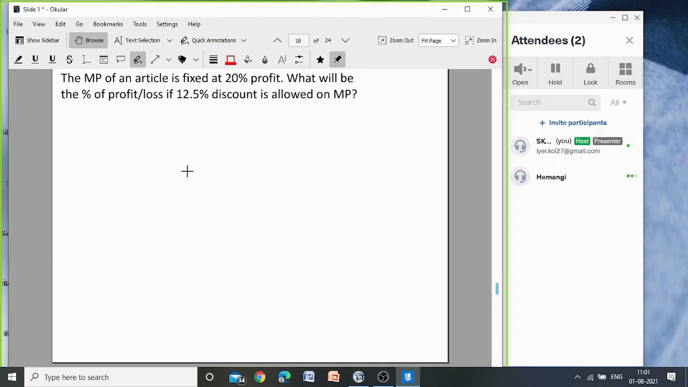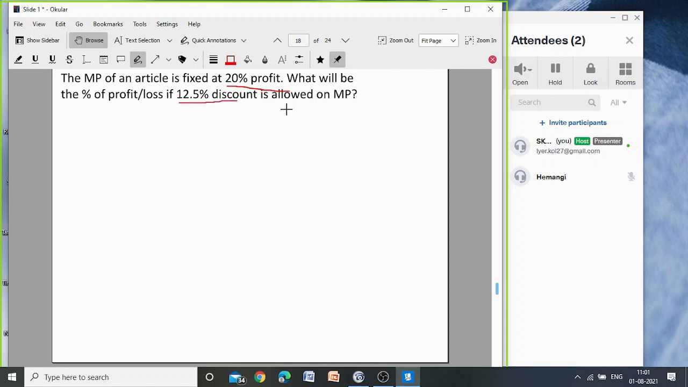Yes, sir. Now, the MP is the mark price. Sometimes it is called the tag price or the label price or whatever it is. It is fixed at 20% profit. Means previously you put the label at 20% profit, before opening the shop, but then you are giving a discount of 12.5%.